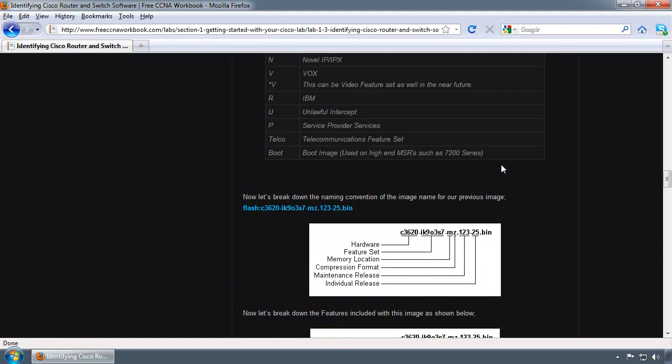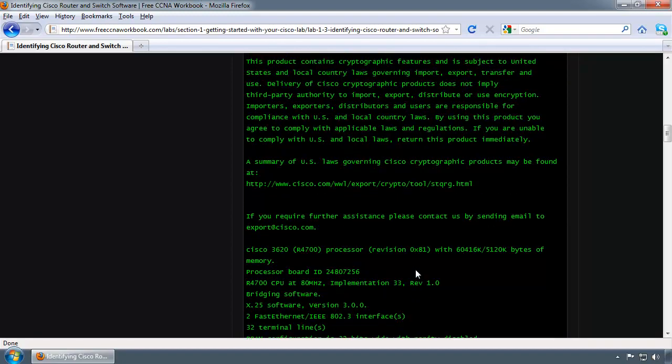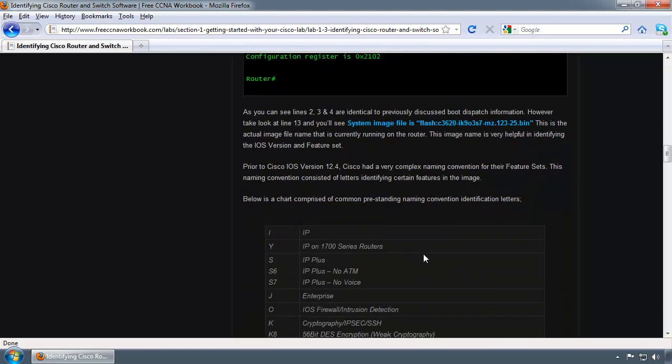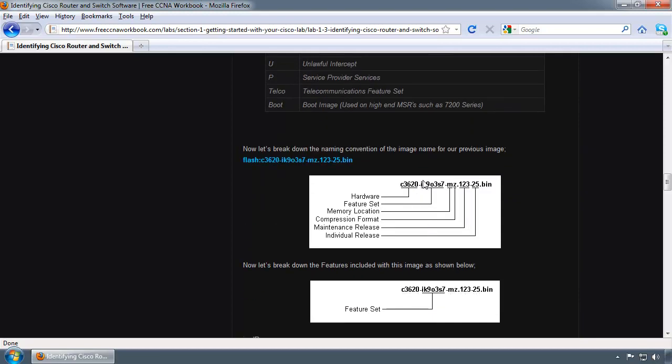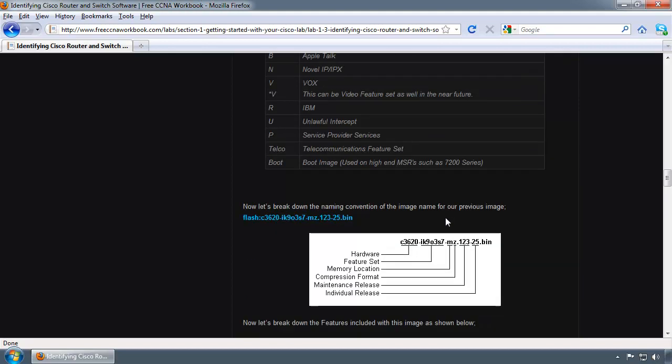Now, there's a nice little breakout of the image name here. If you go up and check out the show version again, you can see where it says the system file is loaded from Flash, which is the image location where it's stored. And this is the full image name. First off, it's the hardware, which is a C3620. Feature set, which is IP plus. K9, which is cryptographic triple DES SSH, IDS with IOS firewall and no voice. Anyhow, I'll explain that all in a minute.